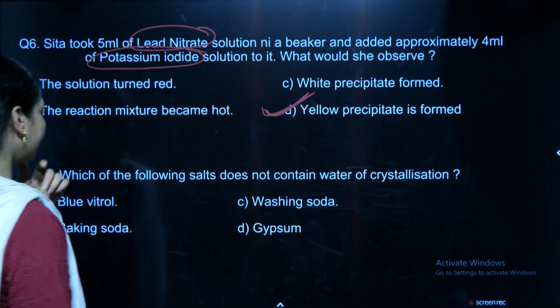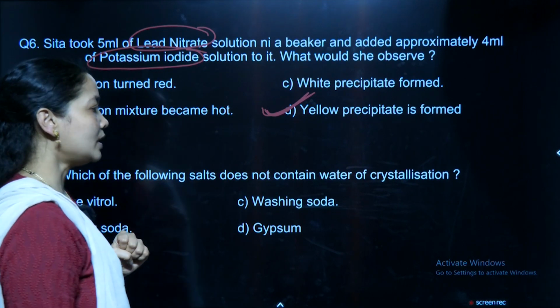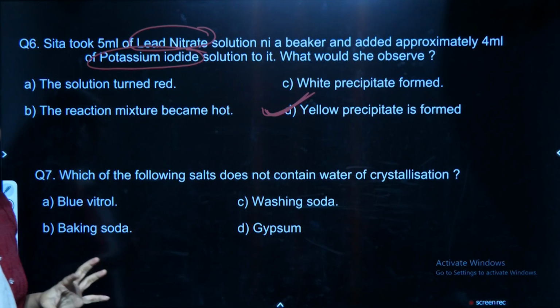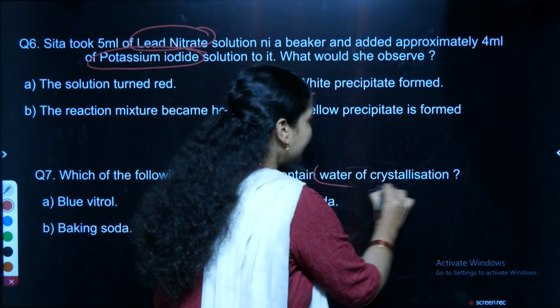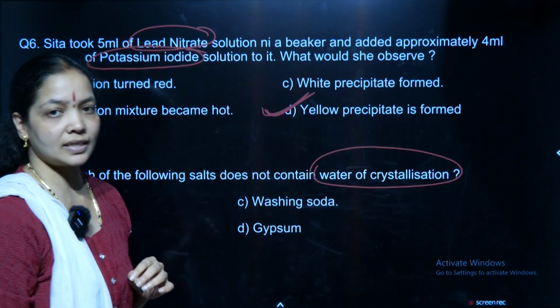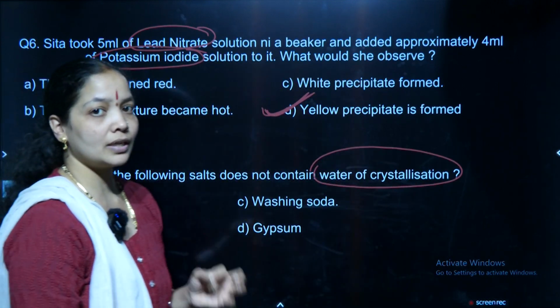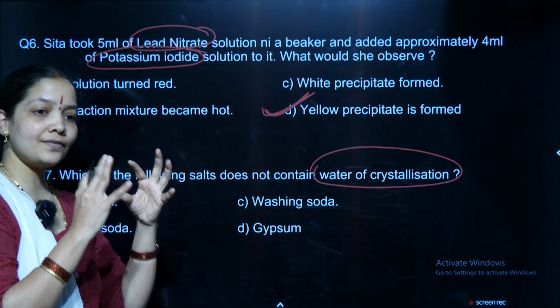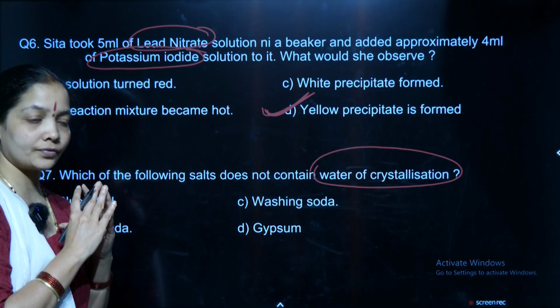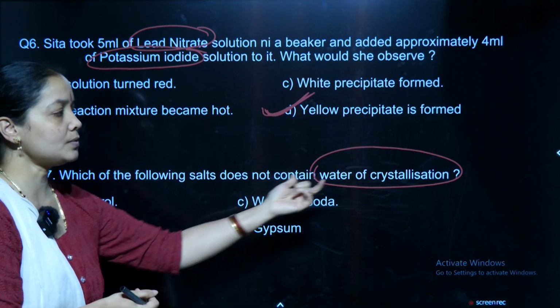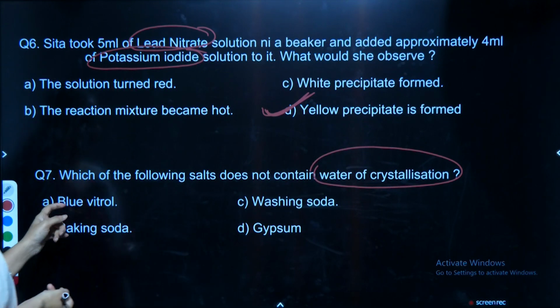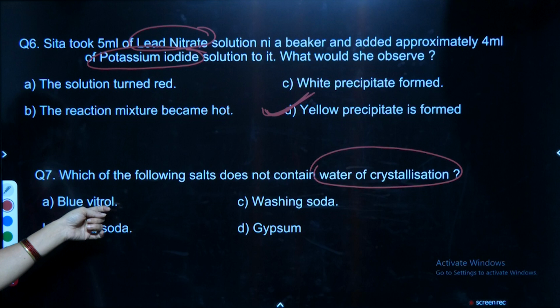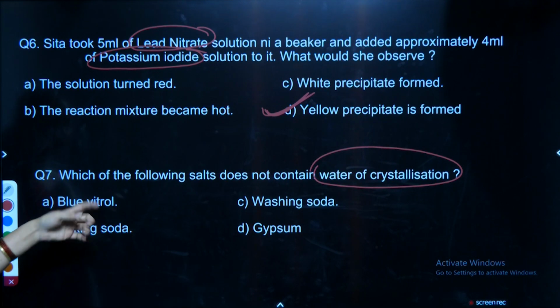Moving to the seventh one. Which of the following salts does not contain water of crystallization? This is the topic that I have to analyze. What is water of crystallization? Like CuSO4.5H2O, FeSO4.7H2O. If you have some hydrated form of the substance, you call it water of crystallization. In this, blue vitriol means copper sulfate pentahydrate.